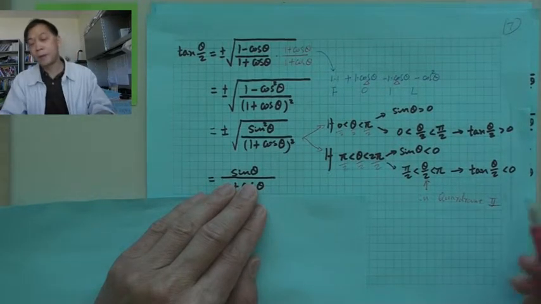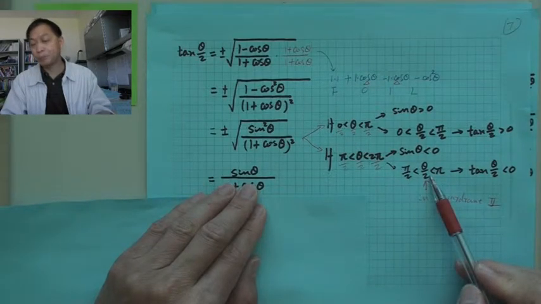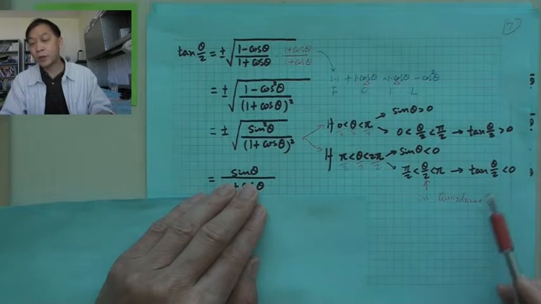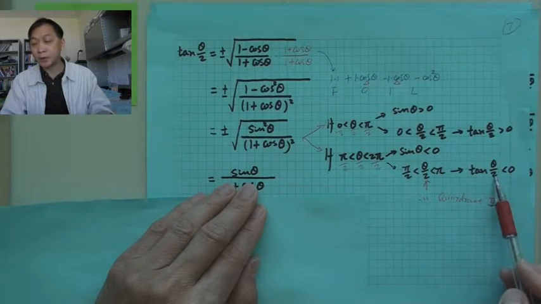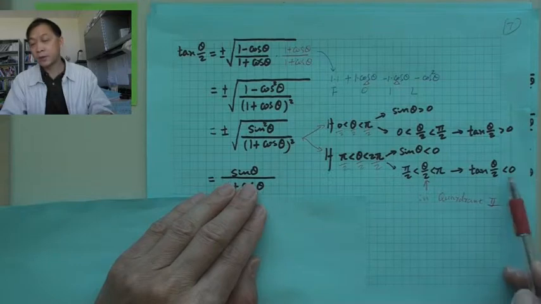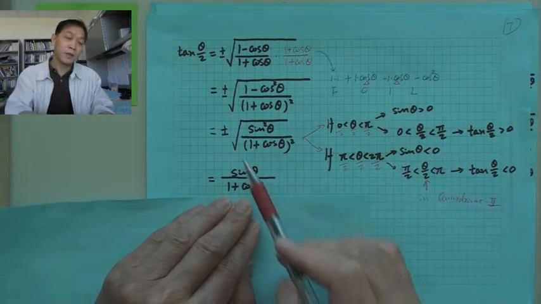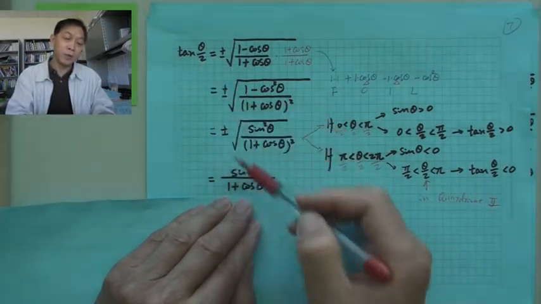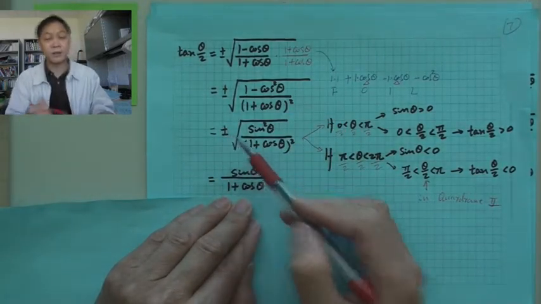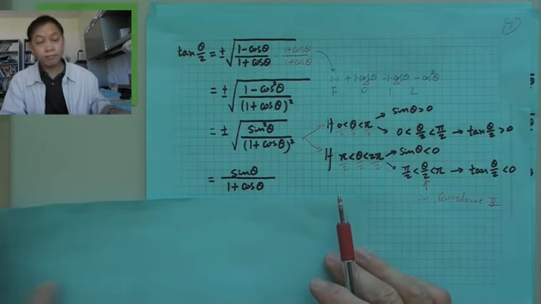Okay? Because it's greater than 90 degrees and less than a straight angle, in quadrant 2 tangent theta over 2 is negative. So if sine theta is negative, then tangent theta over 2 will be negative. Here, since the signs are the same, you don't need the positive-negative. So you get that.